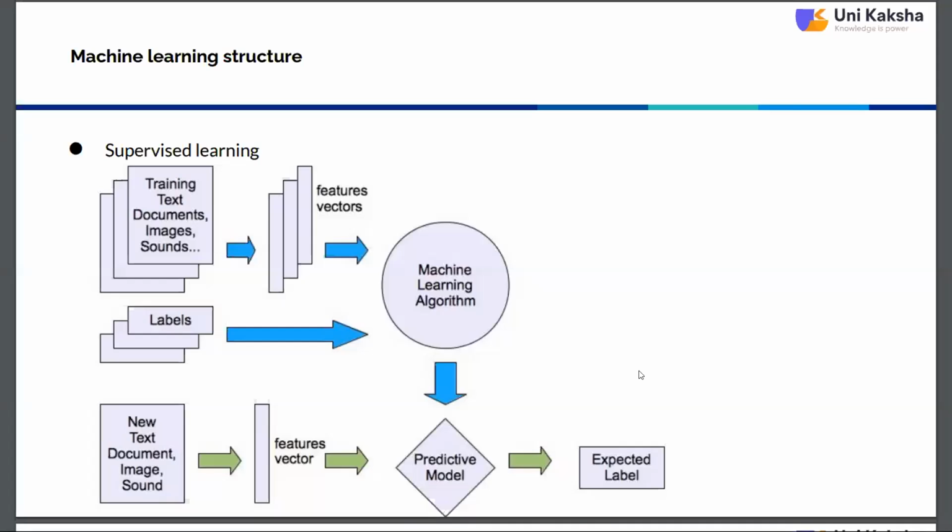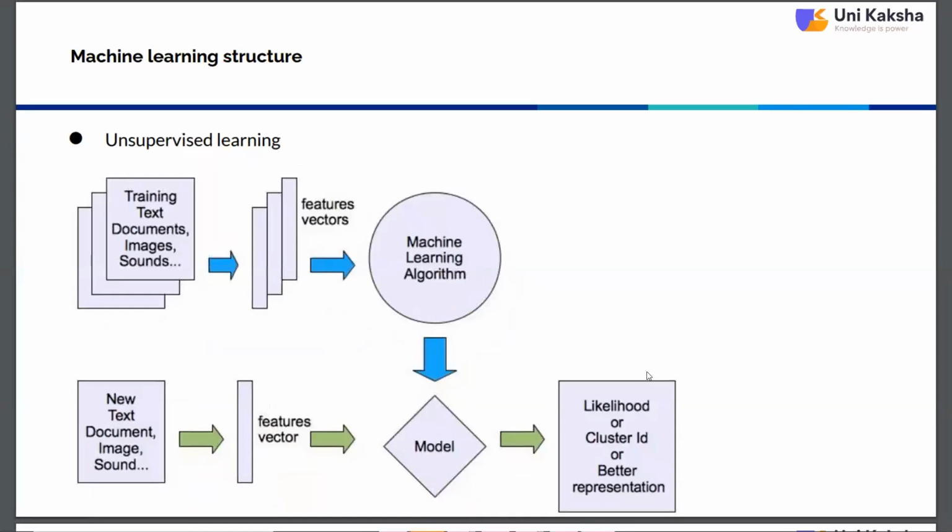Next slide, please, sir. Yes, in unsupervised learning, you can see the feature vectors are not directly given. We need to extract the feature vectors. In unsupervised machine learning, the likelihood or the cluster ID as well as a better representation will be determined. In supervised learning, the basic problems are classification and different problems related to regression. So that comes under supervised machine learning.